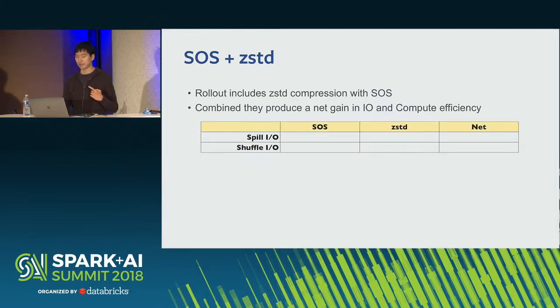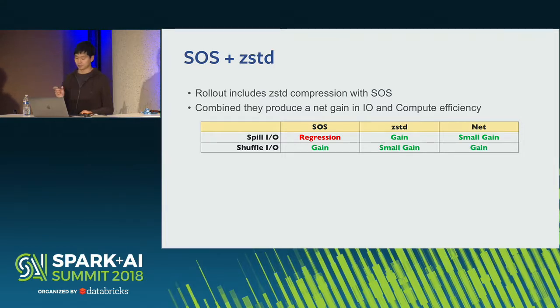So if you think about I/O, there's two big things, spill I/O and shuffle I/O. In the case of spill I/O, we say SOS actually has a regression. If you recall, we do this extra merging step, which requires you to read the spill and then write it again in its merged format. But in terms of Z-standard, we actually get a gain because Z-standard has better compression. And for these spills, we actually get a pretty good compression ratio. So in net, we get a small gain here.